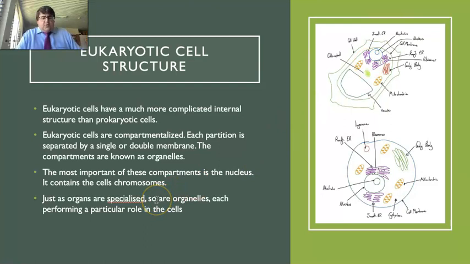Just as organs in our human body are specialized, so are the organelles of eukaryotic cells, and every organelle has its own specific function. Now, as you can see, for example, there's some key ones that you've probably learnt in year 8 and 9, like chloroplast in a plant cell. Chloroplast is responsible for photosynthesis. Mitochondria, which is found in both plant and animal cells. Mitochondria is the site of aerobic respiration.